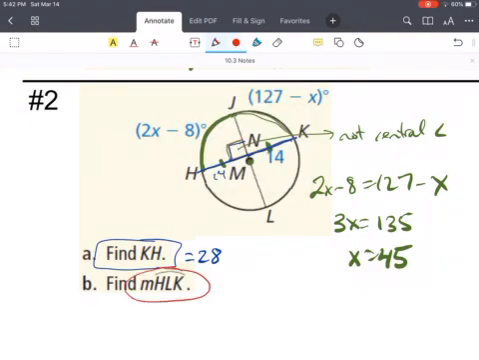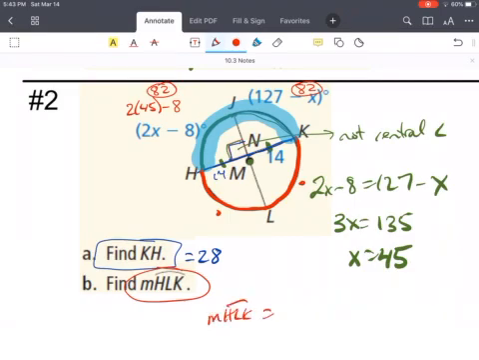And then for HLK, the measure of the arc from H through L to K. I actually don't know either one of these arcs, but because I do know the measure of these two arcs, because I have an x value, I can subtract that from 360. So when I plug 45 in, 2 times 45 minus 8, I'm going to get 82 degrees for this arc and 82 degrees for this arc. So the measure of arc HLK is going to be 360 minus 82 minus 82 to get 196 degrees.